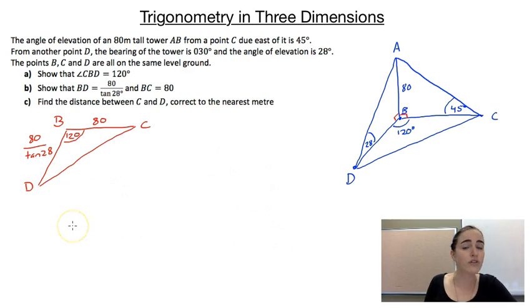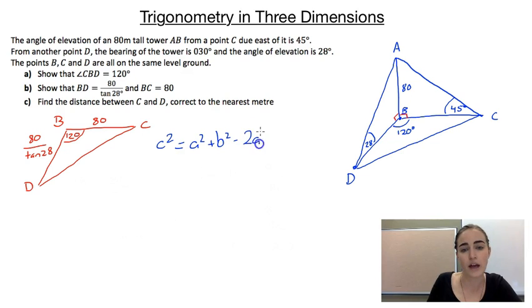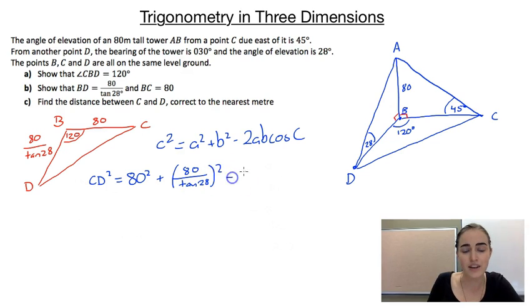So for this one, it's not a right angle triangle, but our problem involves 3 side lengths and 1 angle. So we're going to use the cosine rule. So the cosine rule is c squared equals a squared plus b squared minus 2ab cos C. In our case, our c is our side CD. So we're going to write CD squared equals 80 squared plus (80 over tan 28) squared minus 2 times 80 over tan 28 times cos of 120.